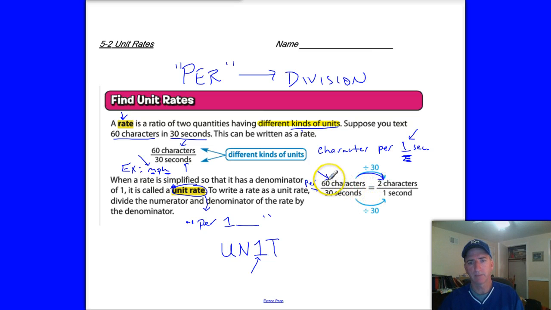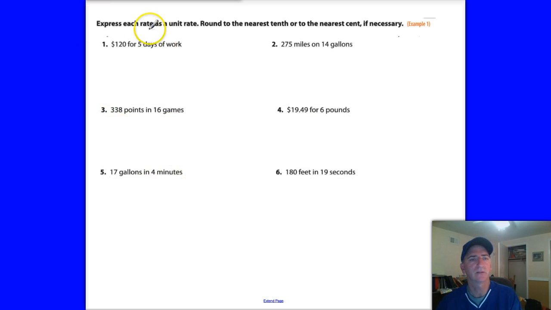So they divided it by 30. They show that in kind of a strange way. I don't really like how they showed that. It's just 60 divided by 30. That's what you'd put in your calculator, and that would equal 2. That's how you do a unit rate. It's simple. Again, calculators you'll definitely want.